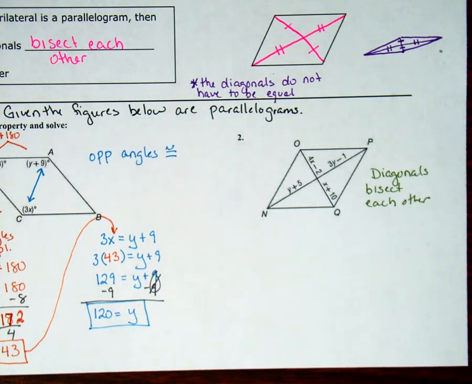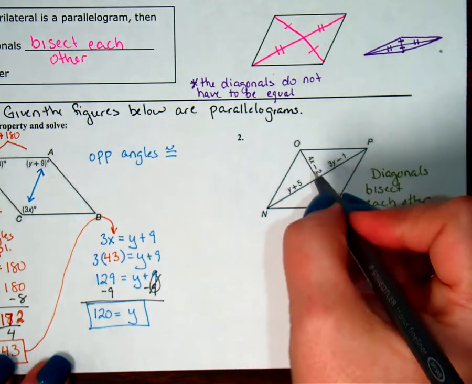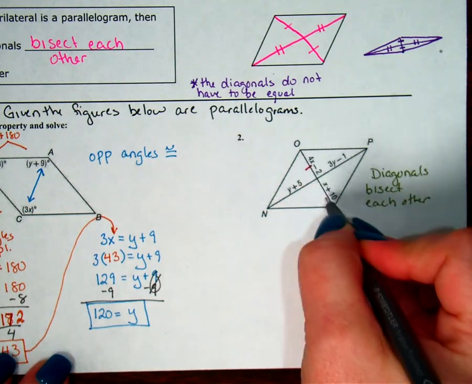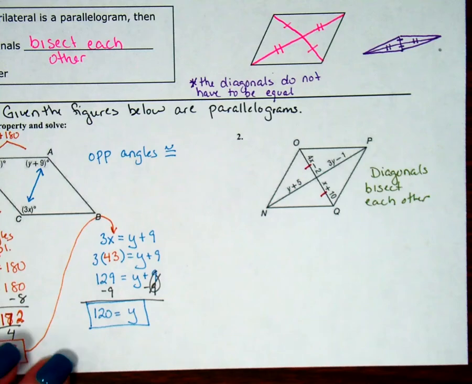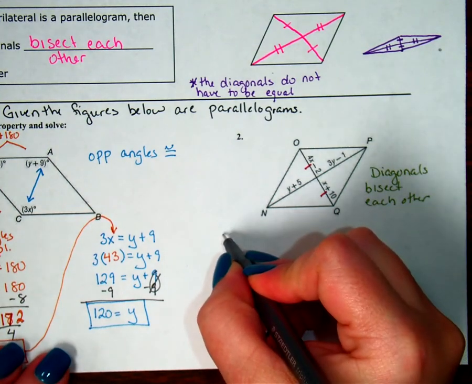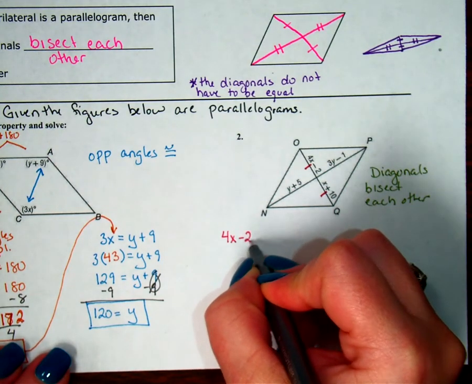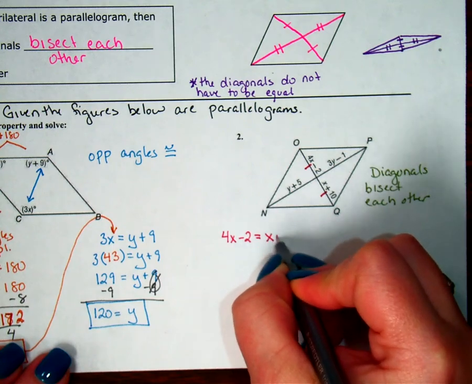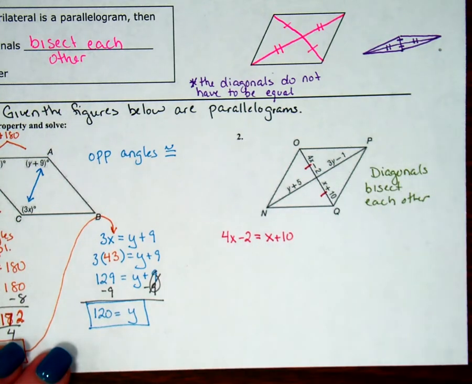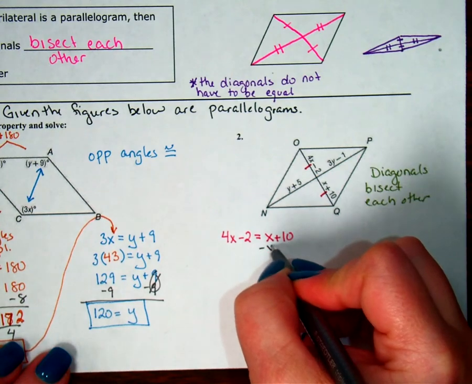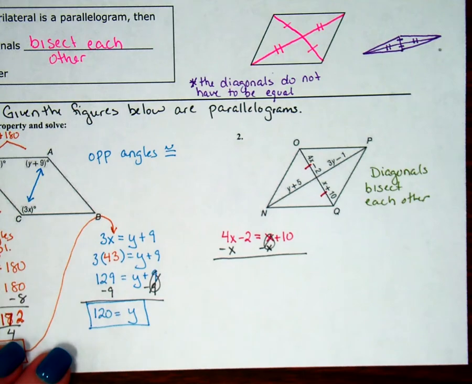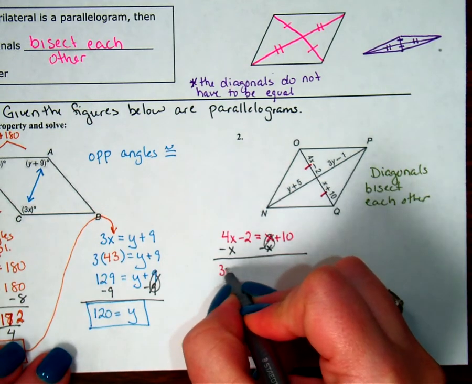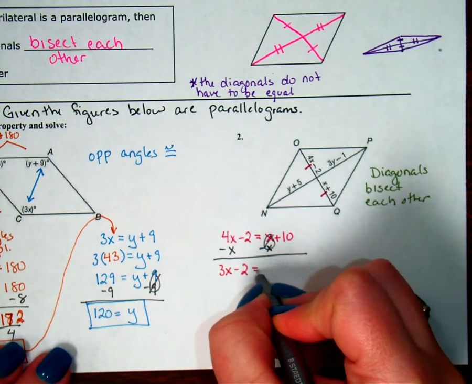When I go to solve, we can do x or y first. It doesn't matter. If I do x first, I know that I have a 4x minus 2 here and an x plus 10 here, and I know that diagonal is divided into two equal pieces. So 4x minus 2 is going to be equal to x plus 10. And this we're going to solve. I'm going to subtract x on both sides to get all my x's together. 4x minus x is 3x minus 2 equals 10.